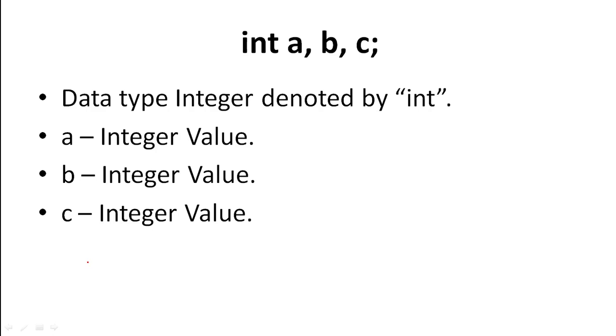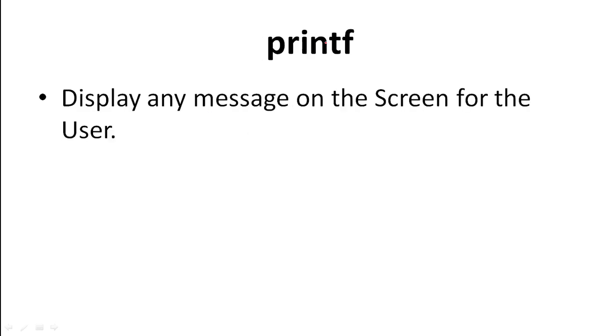Now we have the coding called int a, b, c with a semicolon. The int stands for the data type integer. It is denoted by the word int. The a, b and c tell us these are integer values which the user is supposed to type in using the keyboard. The printf function is used for displaying any sort of message on the screen for the user.